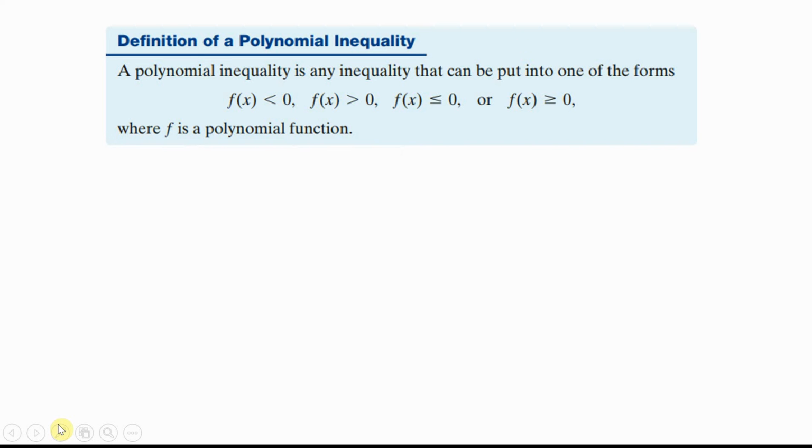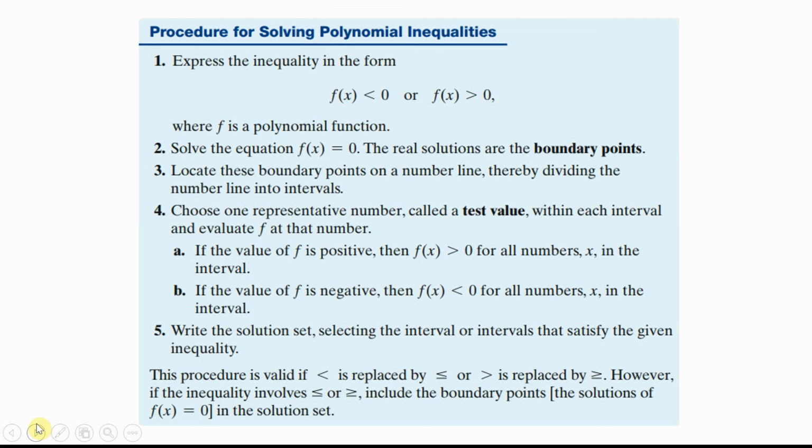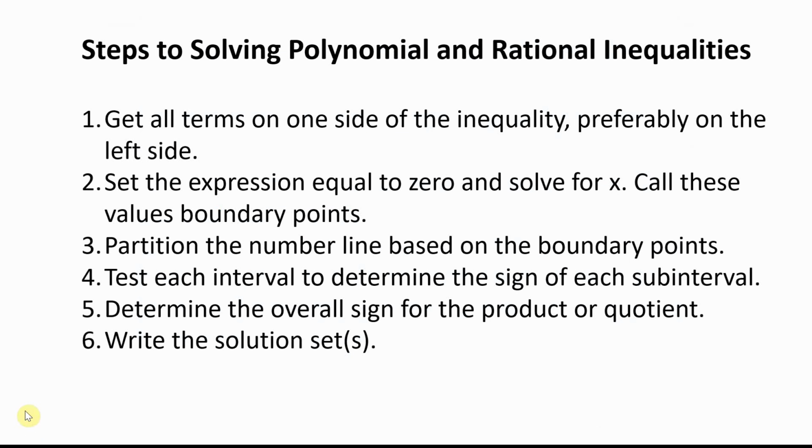A polynomial inequality is any inequality that can be put into one of the forms: function less than 0, function greater than 0, function less than or equal to 0, function greater than or equal to 0. So these are the steps that the book gives, and these are my steps. Let's look at my steps to solving polynomial and rational inequalities.